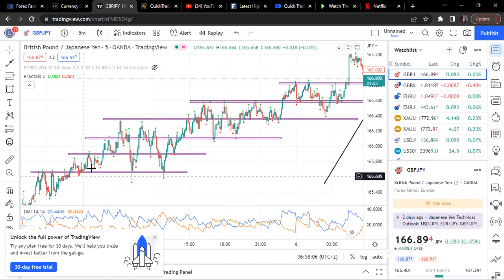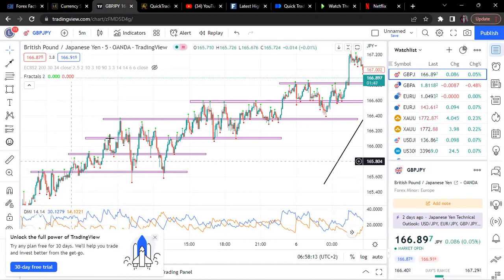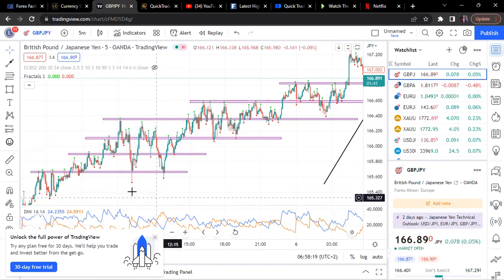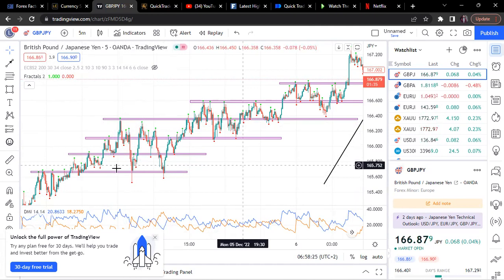As soon as it broke this area, this is now a ceiling, but it's going to turn into a floor. So look at what price did. It came back to that same area twice, and instead of continuing down, it reversed and continued to push up at those critical areas.